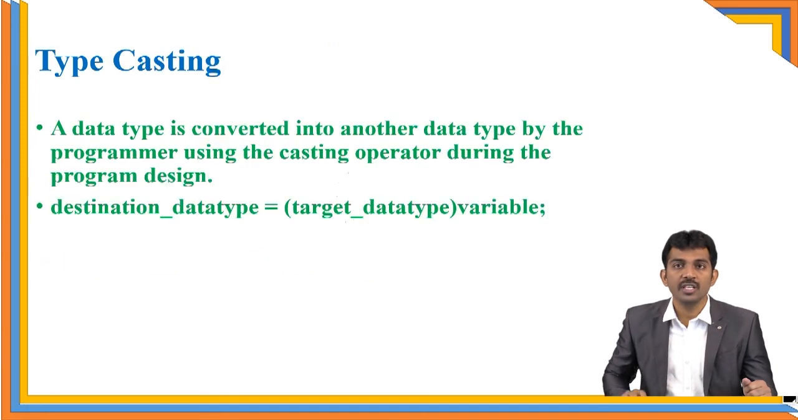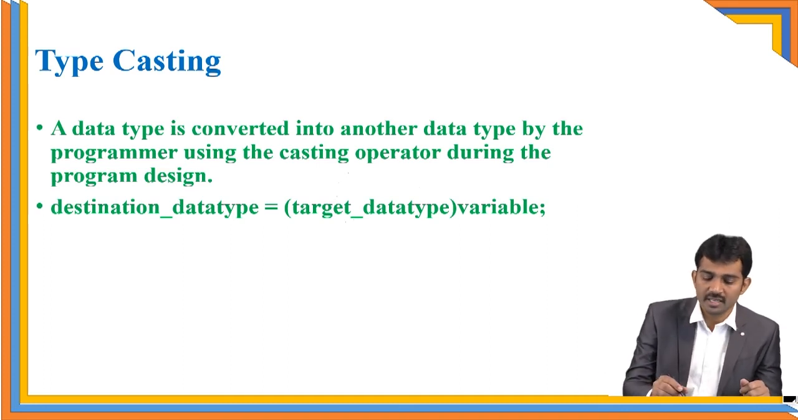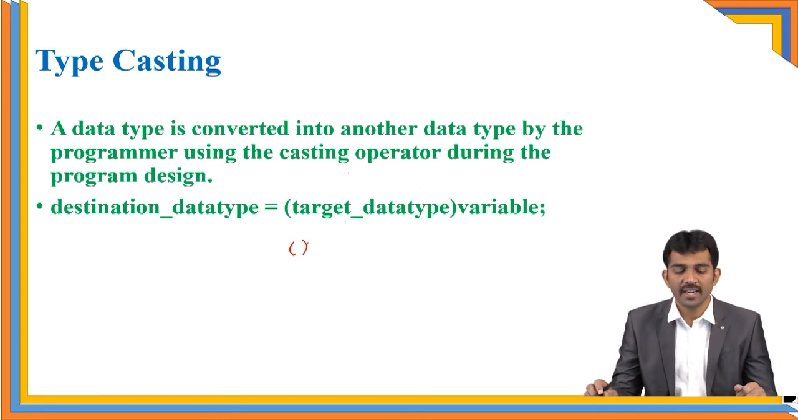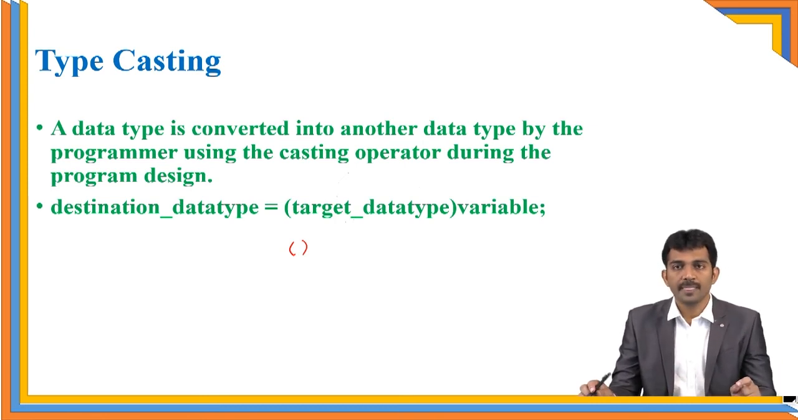And next we are going to see typecasting, meaning converting. When a data type is converted into another data type by the programmer using a casting operator during the program, it is called typecasting. Here the typecast operator is two brackets. For example, the destination data type, the target data type, is placed in them. What data type we are going to convert into which type is very, very important.